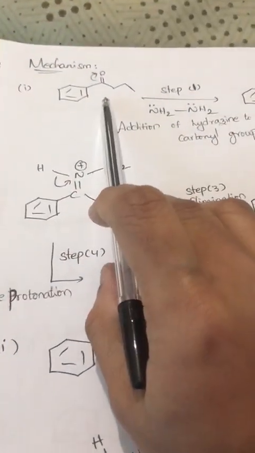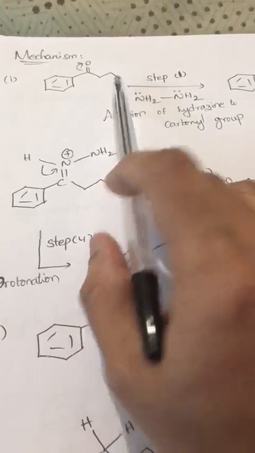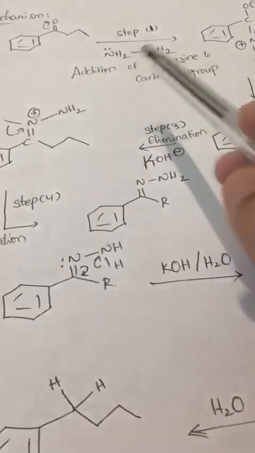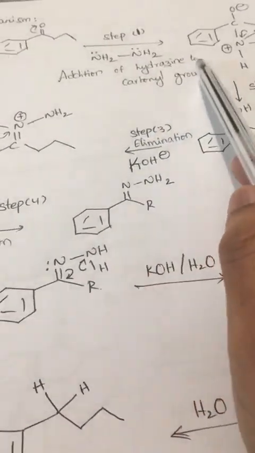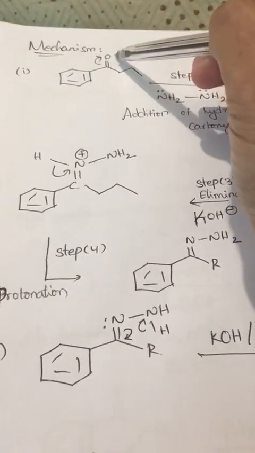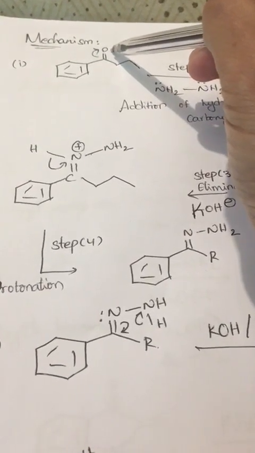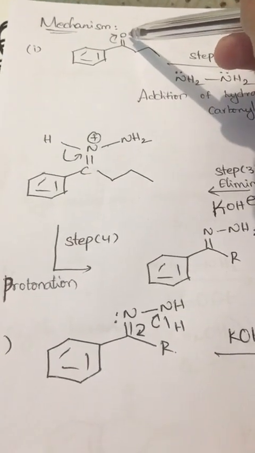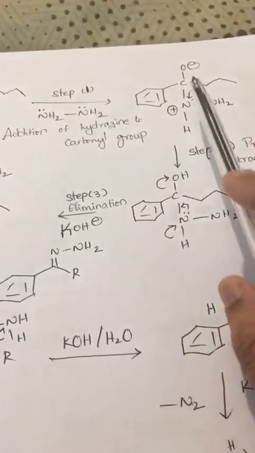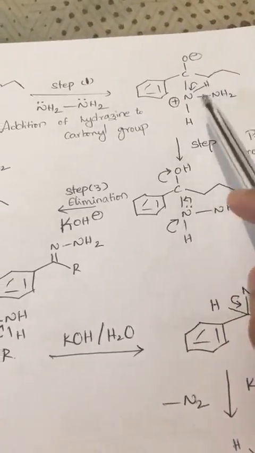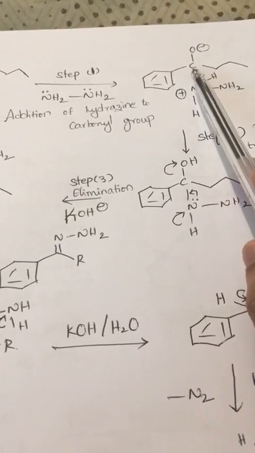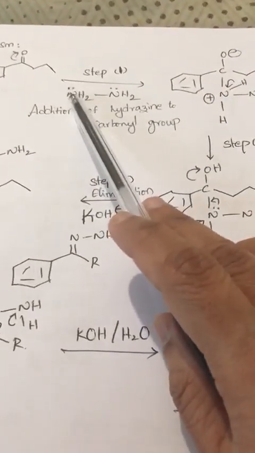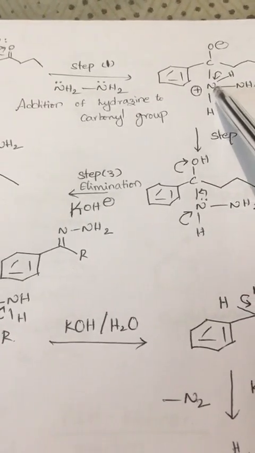Here, see, this is the mechanism of the Wolff-Kishner reduction. In step 1 there is an addition of hydrazine to the carbonyl compound. As oxygen is a highly electronegative element, the bond is polarized towards the oxygen atom, forming a negative charge on it. To the positively charged carbon, the lone pair on nitrogen is attracted and it forms a bond with nitrogen.